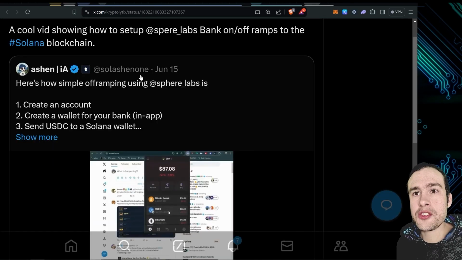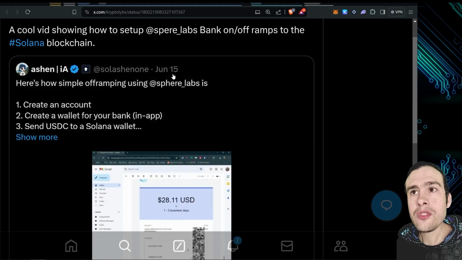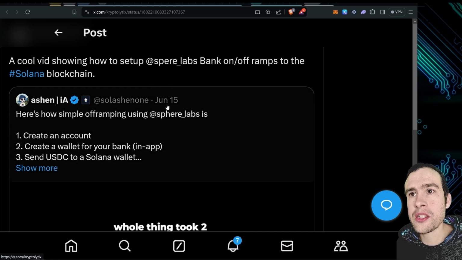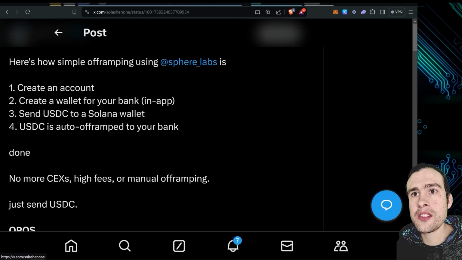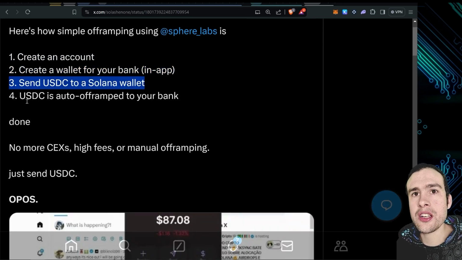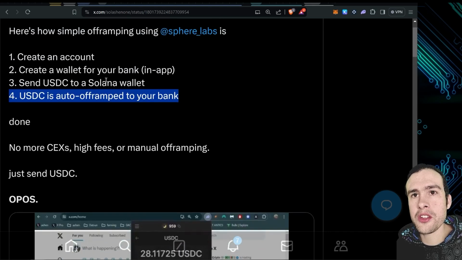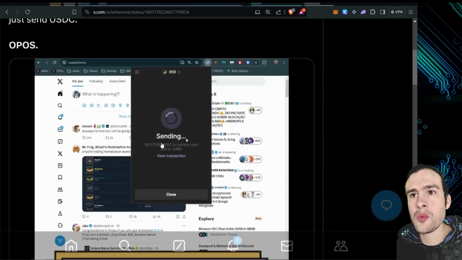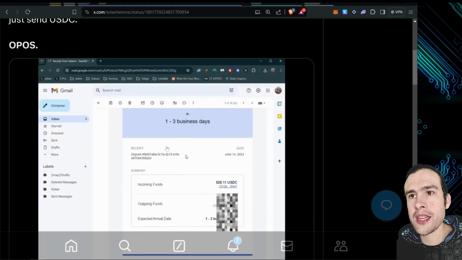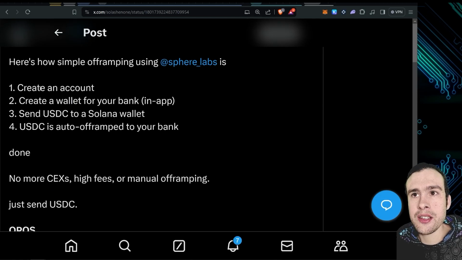That would be amazing. Now, I also mentioned Sphere. Sphere is a way to on-ramp and off-ramp fiat straight onto Solana. Here's a cool video of someone who's set up their Sphere Labs bank on and off ramps to the Solana blockchain. For a simple off ramp using Sphere Labs, the steps would be: create an account, create a wallet for your bank, send USDC to a Solana wallet, and USDC is auto off-ramped to your bank. Done. That would be one way to set it up. If you wanted to send some USDC back to your bank, you just set it up and it's automatic. This is set up so that as soon as it hits this wallet, you can see this person sending that money and bang, there it is. The whole thing apparently took 2 seconds. Transfer was done in 30 minutes, 0 fees. If you wanted to cash out, essentially that's one way to do it.